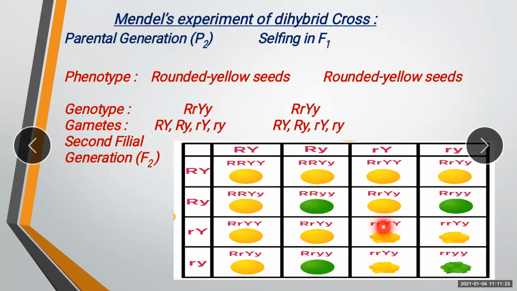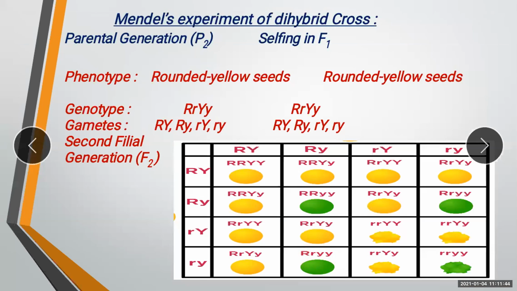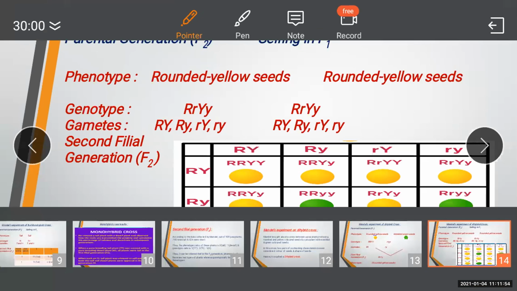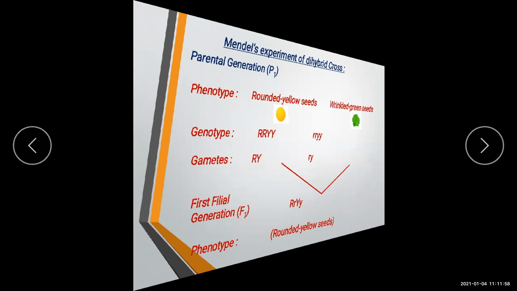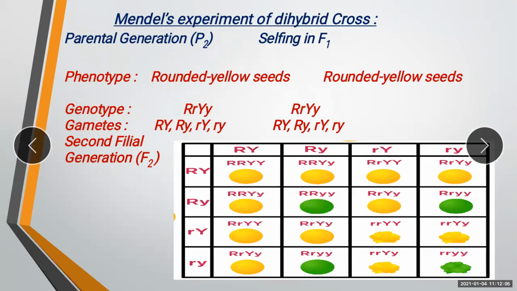This is small r, so it is not round, that is wrinkled, and capital Y, so wrinkled yellow. This is again wrinkled yellow. This is round yellow. Now R is capital, so it is round, and y is small, so it is green. Right? This is round green. Here small r, so that means it is not round, it is wrinkled, and Y capital, so it is yellow, wrinkled yellow. And then the last one, small r means wrinkled and small y means green, right? So it is wrinkled green.